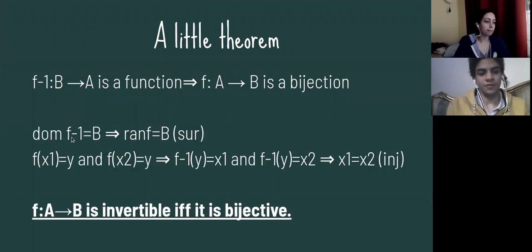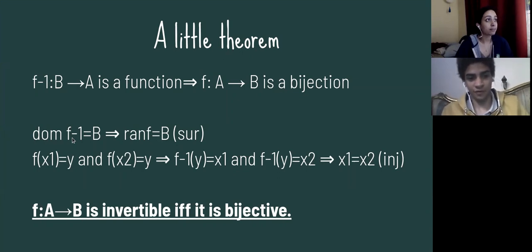So first, the domain of f inverse equals b. So that's just because I'm saying that f inverse is a function. Okay, this would imply that the range of f equals b. So that's again from the definition of what an inverse is. That the domain of the inverse is the range of the original function, and the opposite is true. So if I have the domain of f inverse equals b, then the range of f equals b. And that's first the case of it being surjective. So since I have the range equals the codomain, then f is surjective. So that's the first condition.